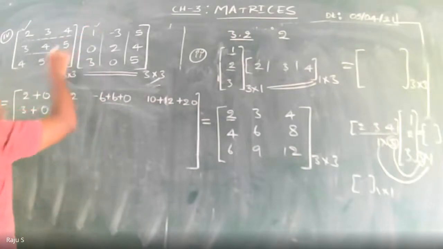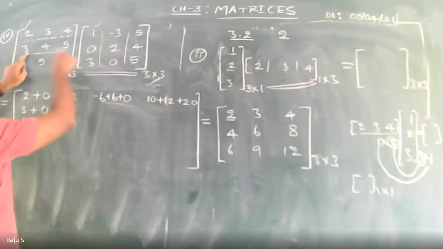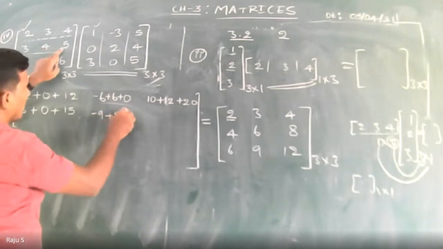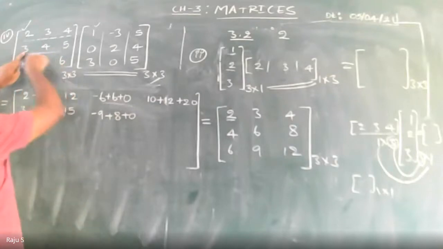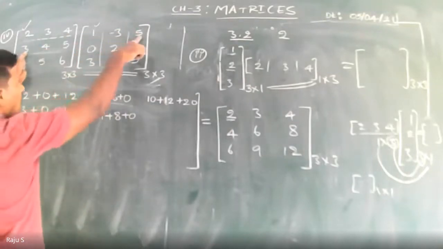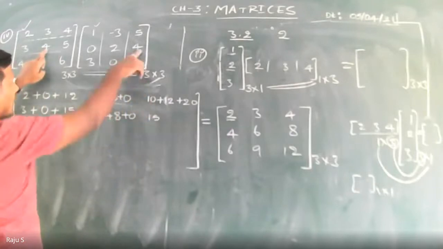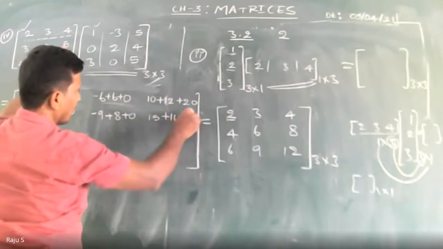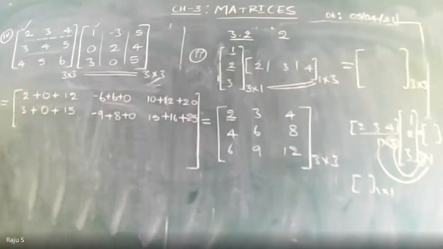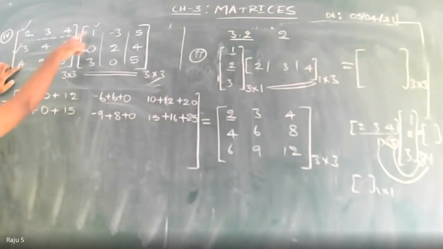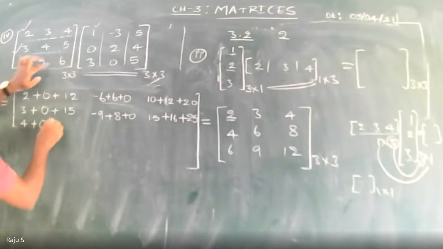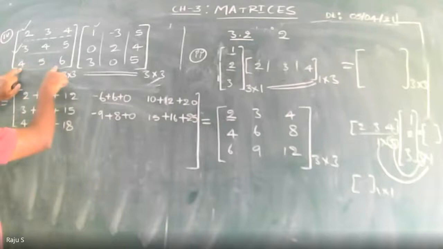First column completed. Next, second row, second column: 3 into minus 3, minus 9, plus 8, plus 0. And next, second row, third column: 3 5s are 15 and 4 into 4, 16, plus 5 into 5, 25. Okay, now the second row is also completed. Use third row and first column: 4 ones are 4, plus 5 into 0, 0, plus 18. And next, third row, second column.